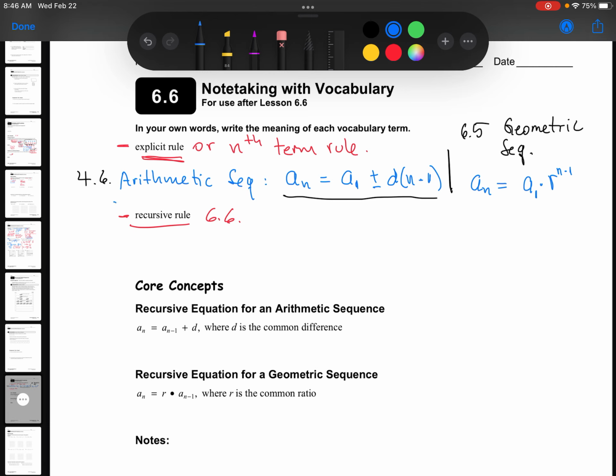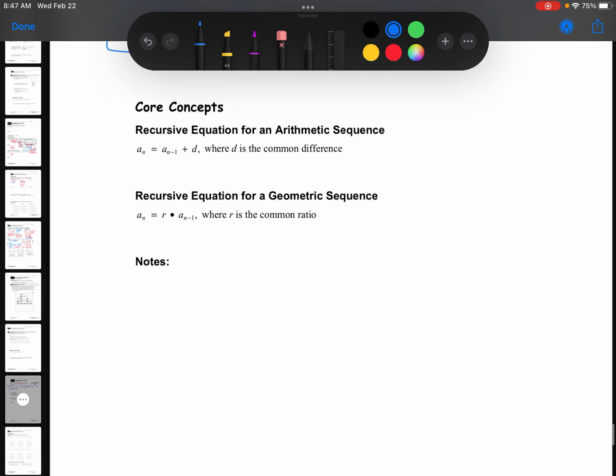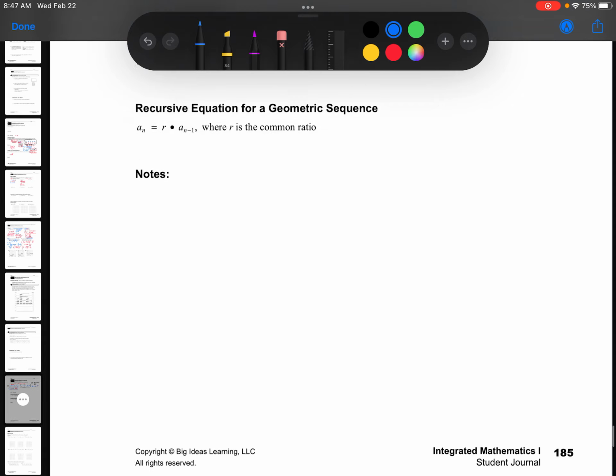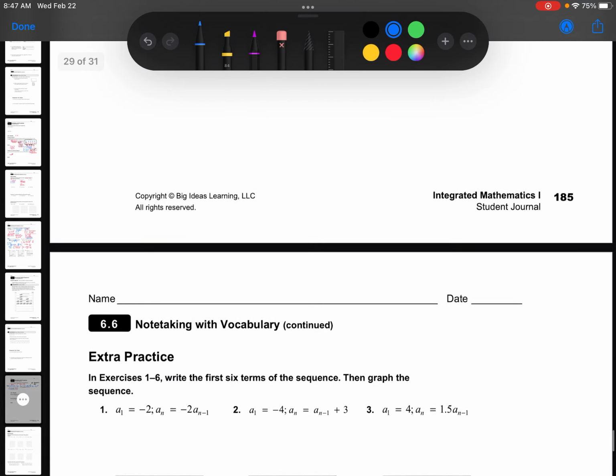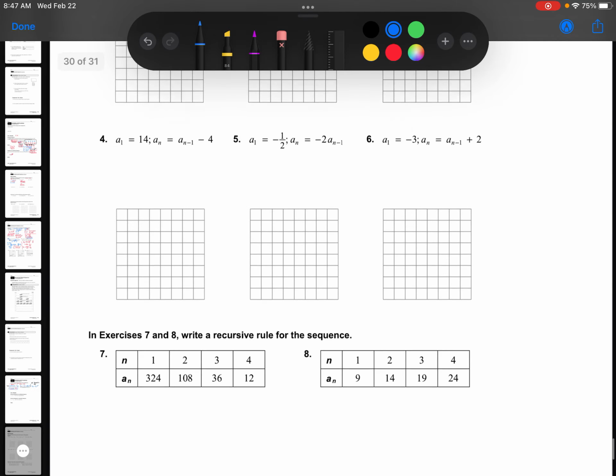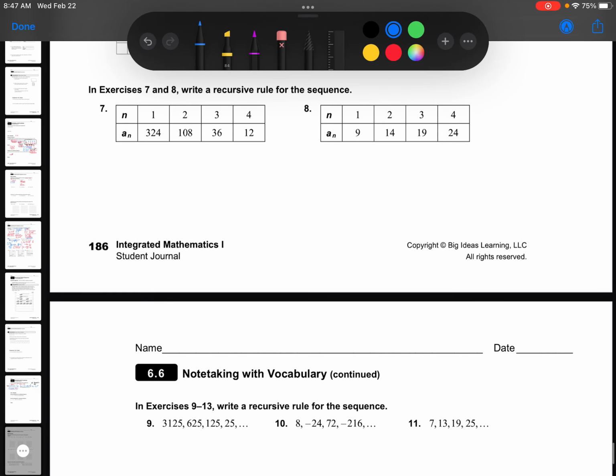Now, in this section 6.6, we are going to learn something about the recursive rule, and it's pretty much what I have to do in order to know what the next term is. You can see the summary here: recursive equation for an arithmetic sequence and recursive equation for a geometric sequence. Let's just understand what they are as I do some of the examples, okay? Probably the best way to do that is looking at exercises 7 and 8.